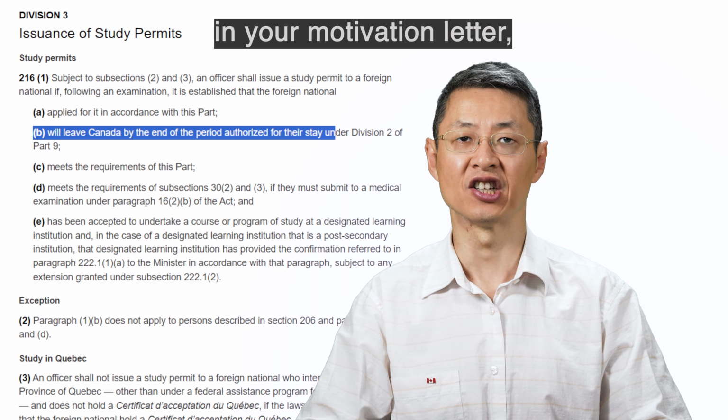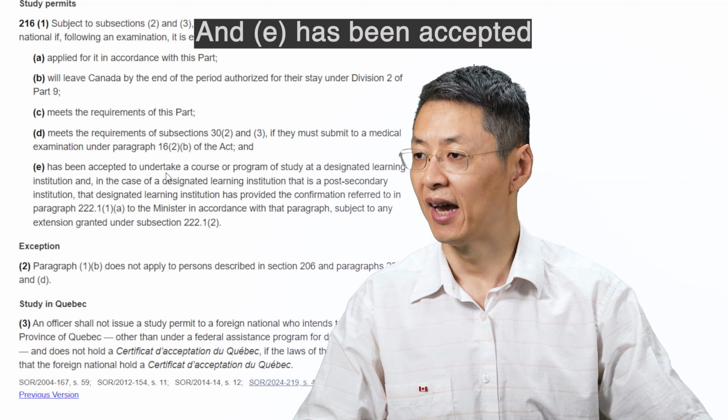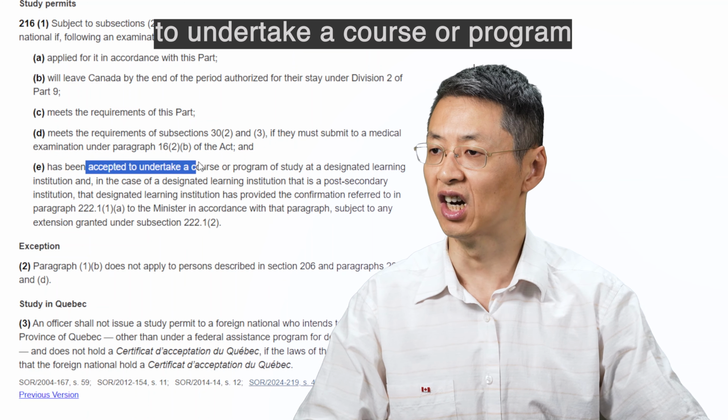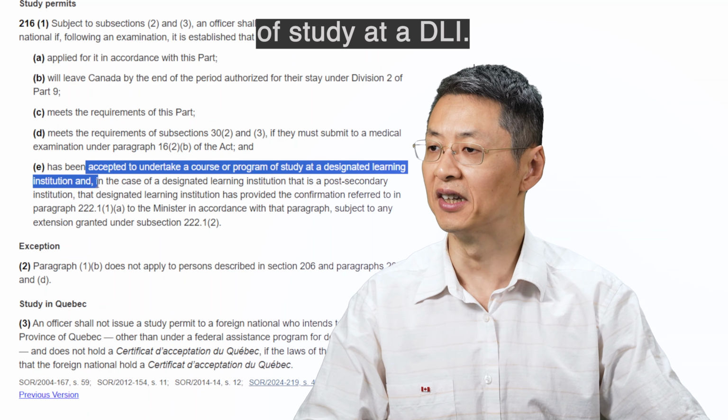Meets the requirements of this part. I will talk about this later in more detail. D. Meets the requirements of subsections 32 and 3 if they must submit to a medical examination. This is easy to understand and satisfy. If your visa office instruction requires you to submit a medical examination, you just follow it. And E. Has been accepted to undertake a course or program of study at a DLI.